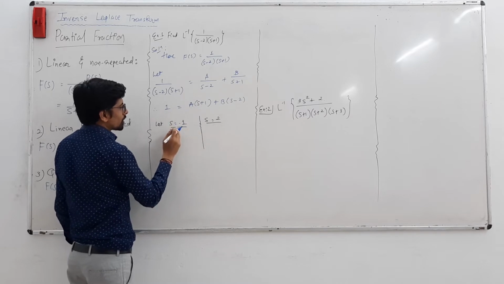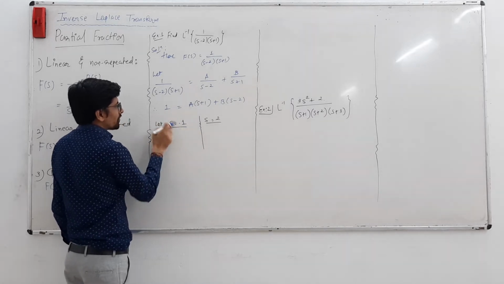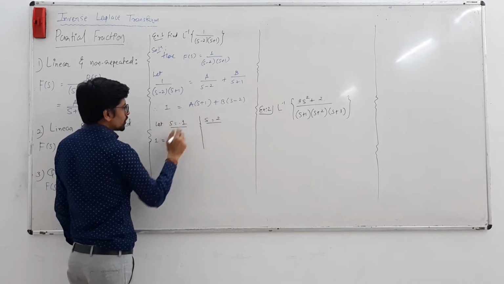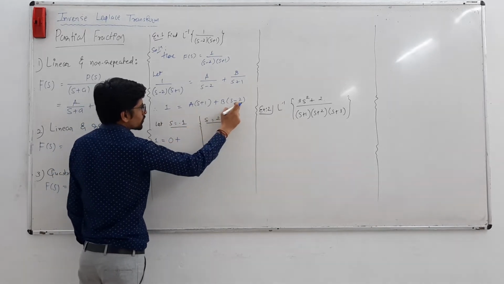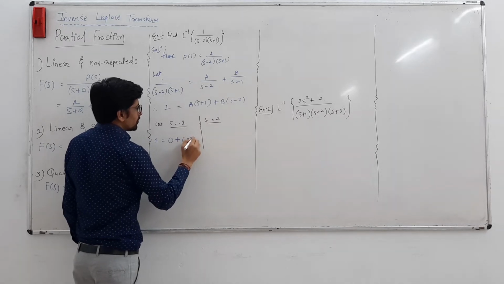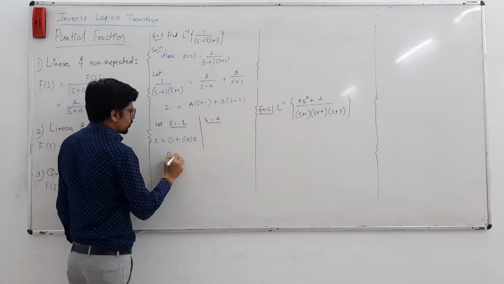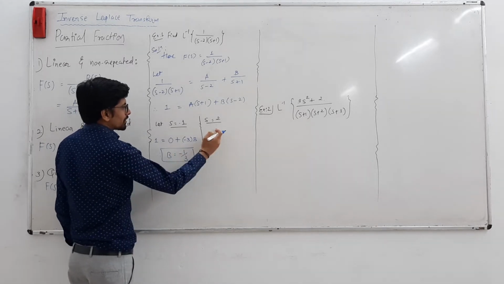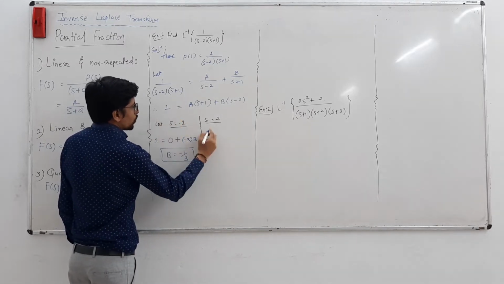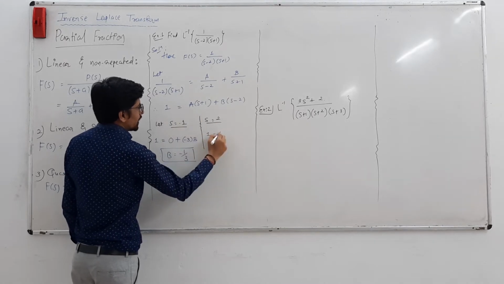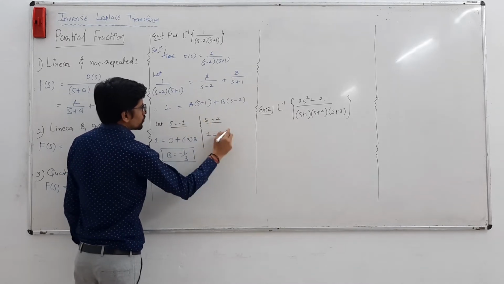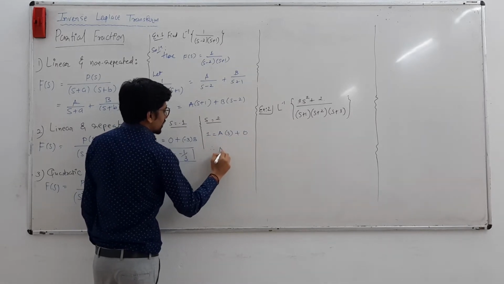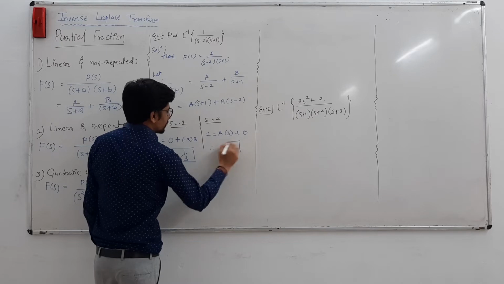Let us check for minus 1. Left hand side, no need, that is 1 actually. Now minus 1 plus 1 is 0, first term 0, plus (minus 1 minus 2), I will get minus 3B. So finally B equal to, I can write, minus 1 by 3. Now let us put s equal to 2. Left hand side 1 as it is, equal to A times (s equal to 2, that is 3), and the second term is 0. So finally A equal to 1 by 3.